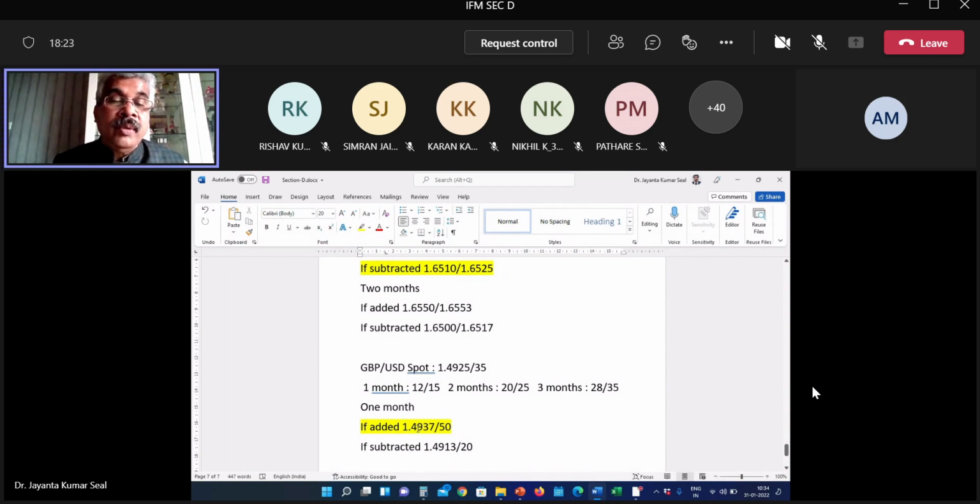How do you calculate the premium? Mid rate for spot and mid rate for forward. I'm sorry, mid rate for forward, you deduct the mid rate for spot divided by spot into 100. Formula is also given later.